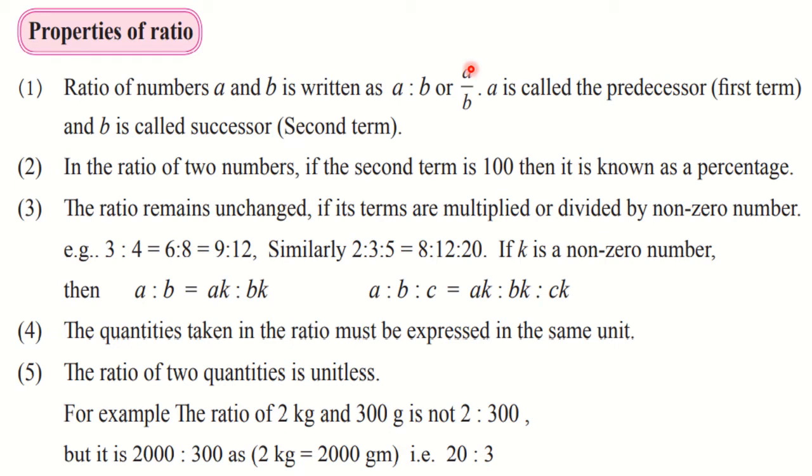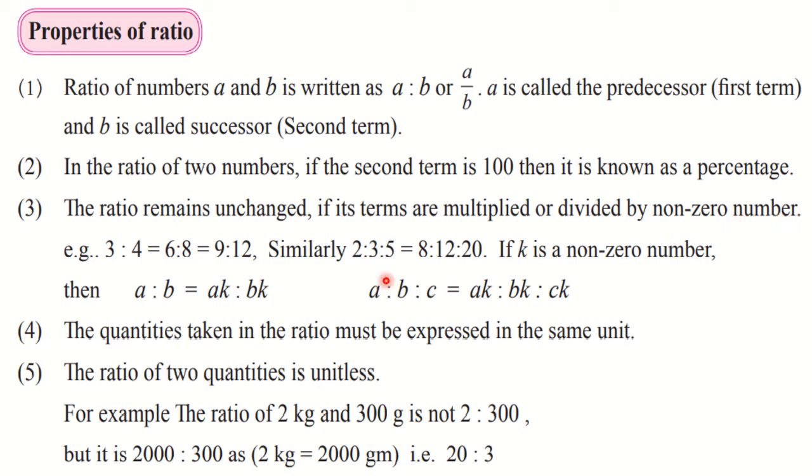You can simply use the words first term and the second term. Correct? The second one, in the ratio of two numbers, if the second term is 100, then it is called as percentage. Percent, the word cent stands for 100. Per 100. So if the second quantity is 100, then that particular ratio is called as percentage. Correct? Third one, the ratio remains unchanged if its terms are multiplied or divided by a non-zero number.